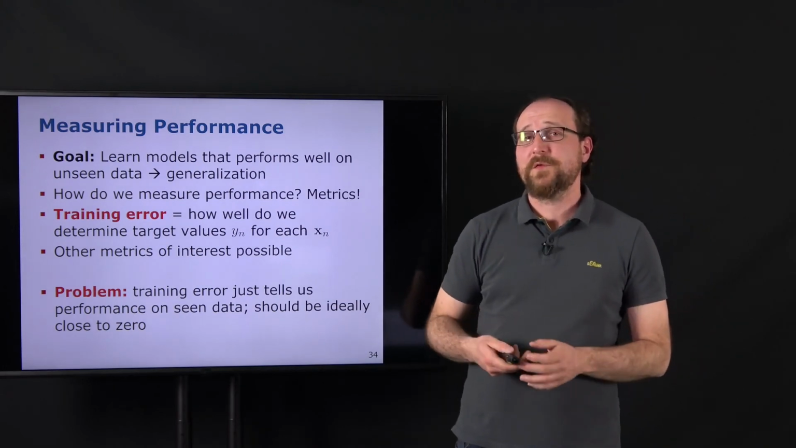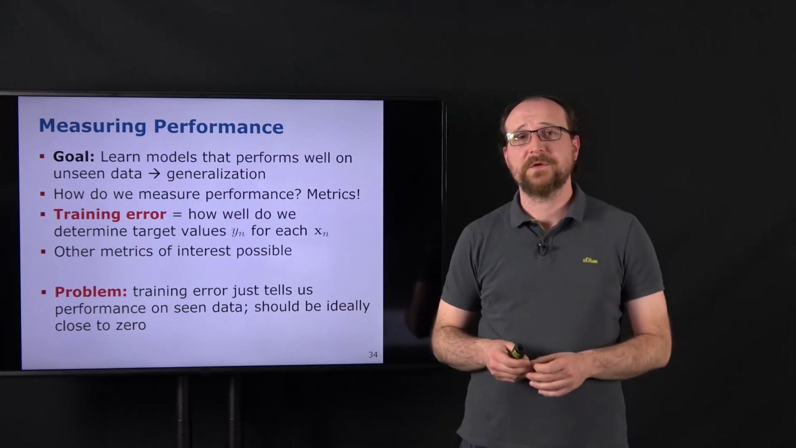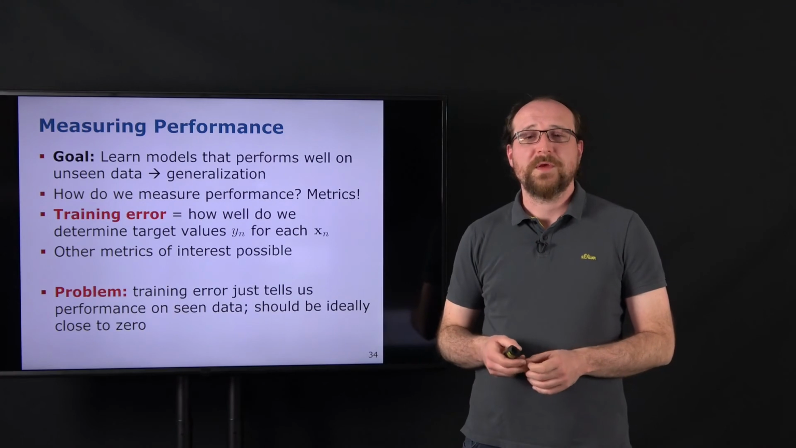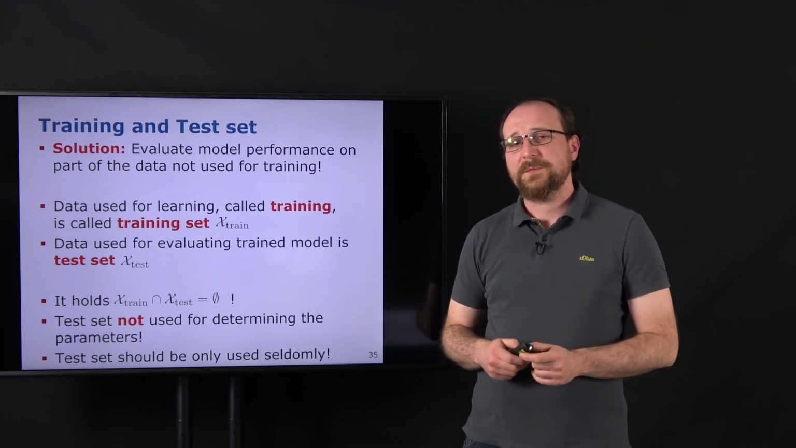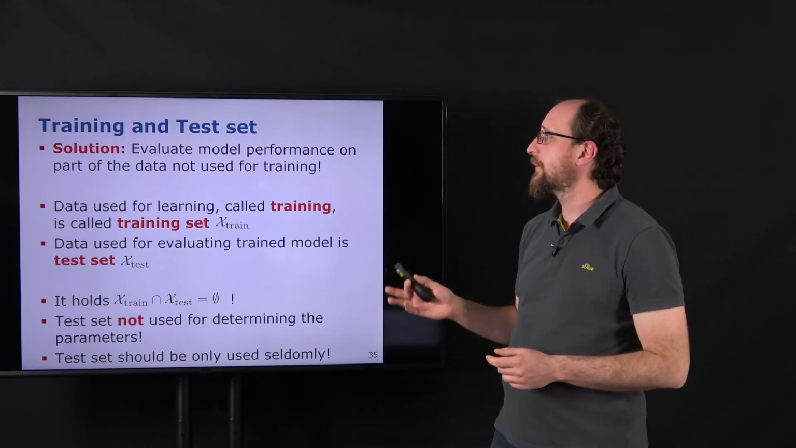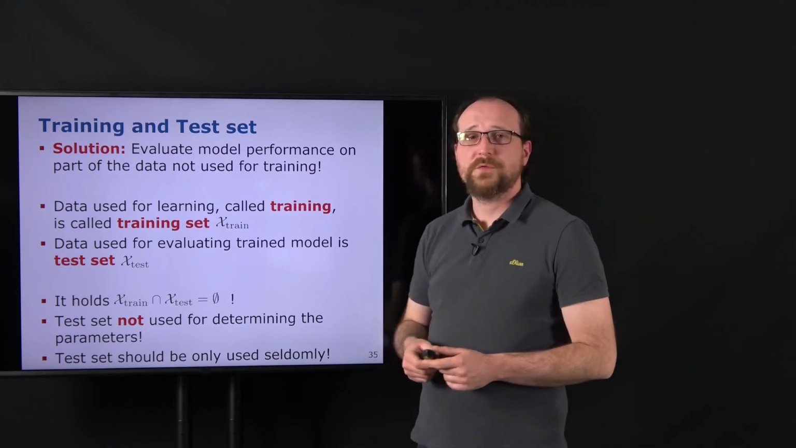The whole deal of learning is that we also want to reach in the end the training error of 0. So that means we still don't know what happens on unseen data. And for this, there's the concept of the training and test set. So we evaluate the performance of the machine learning algorithm on data that was not used for training.